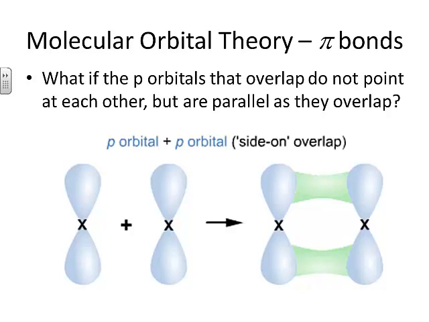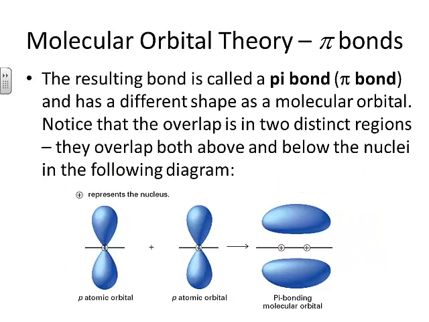So when we have the side-by-side or side-on overlap, what we get is a pi bond, the other type of molecular bond. Now the resulting bond, as I mentioned, is called a pi bond, which can be spelled pi, or of course using the pi symbol. It has a different shape as a molecular orbital.